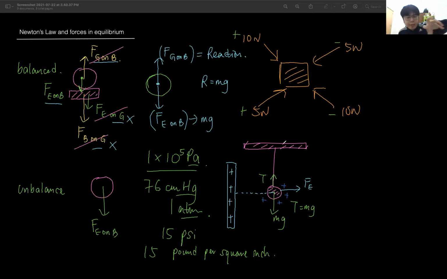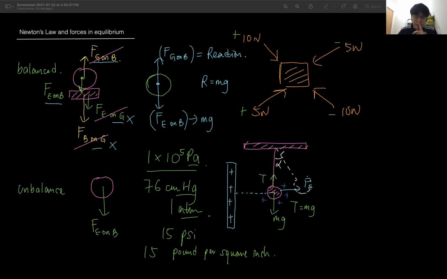As the ball accelerates to the right, what is the change that happens to the tension? The tension is initially vertical, right? So as the ball moves to the right, the tension slowly makes an angle with the vertical. Let's call it alpha.